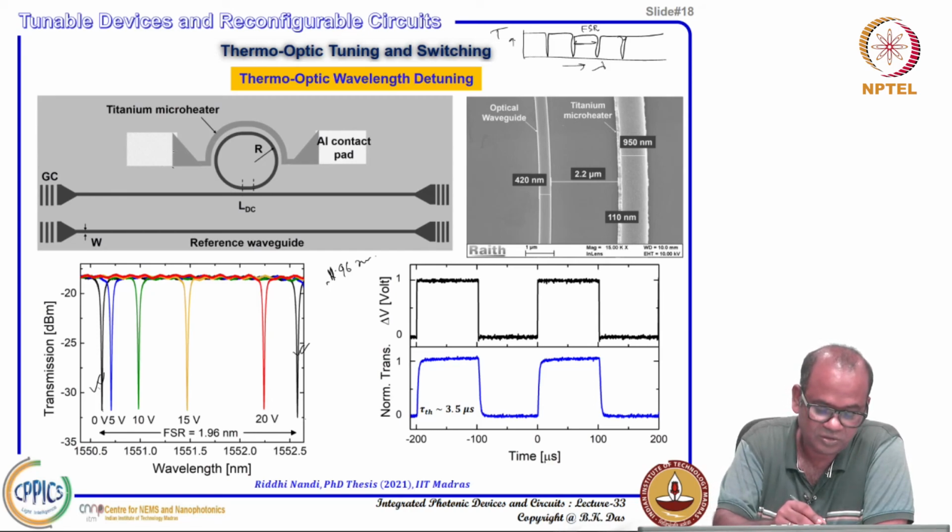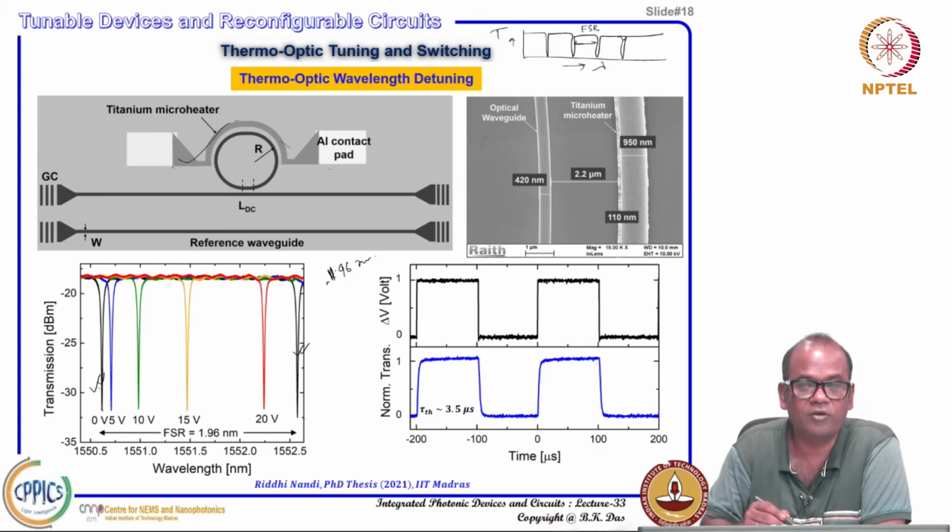But if you flow current through the microheater, then it will heat up, and because of the thermo-optic effect, the refractive index changes. Delta lambda r by lambda r, that resonant wavelength around 1550, will be delta n effective divided by Ng, the group index, and that will be tuned.